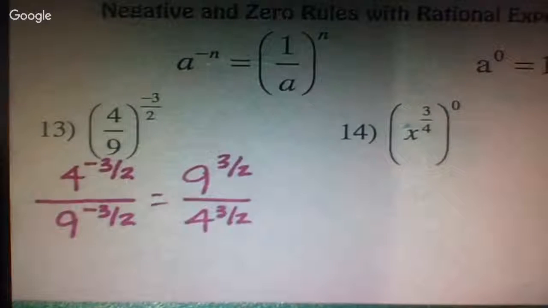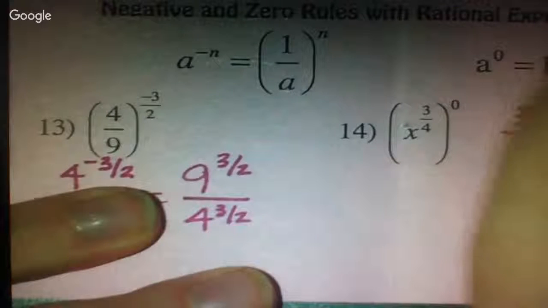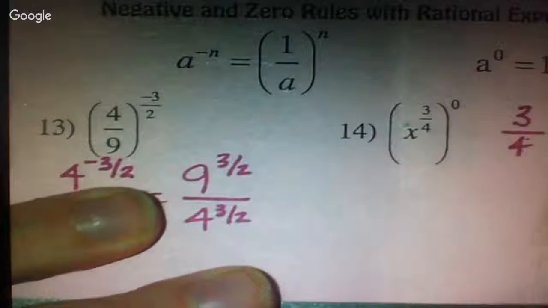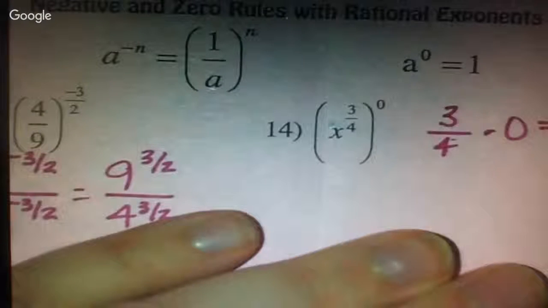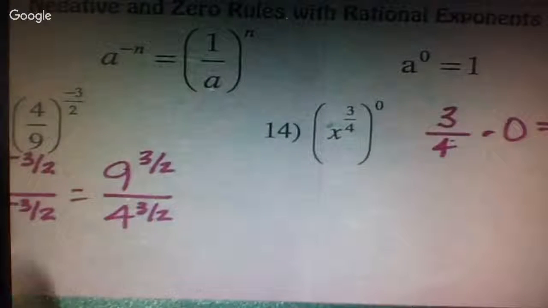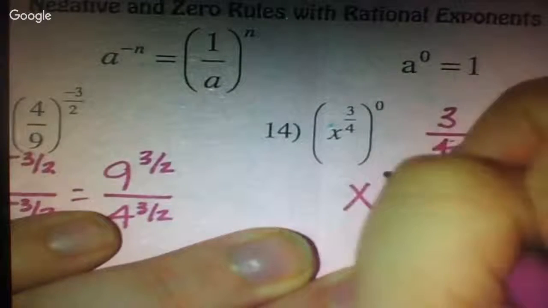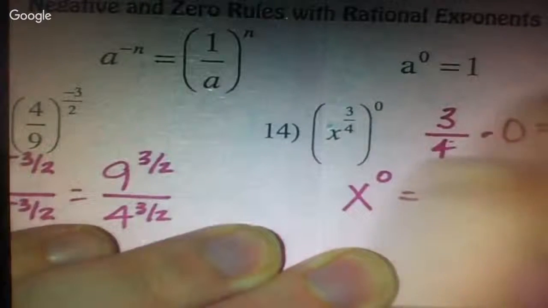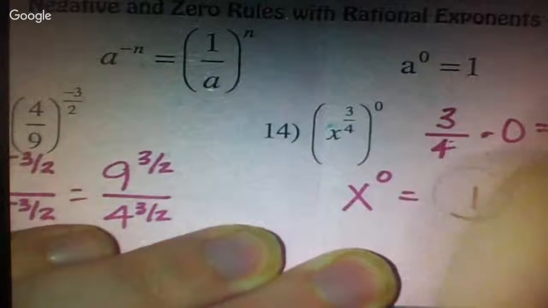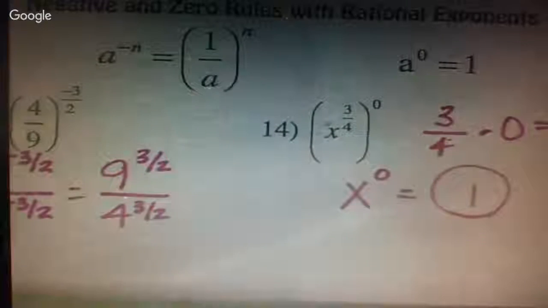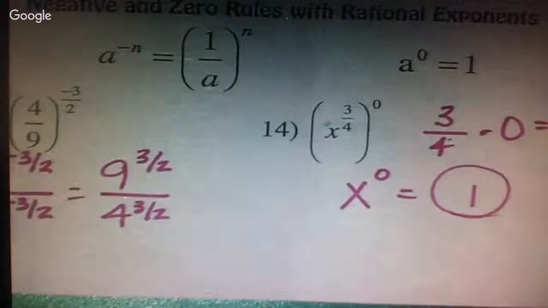Okay. So if I look at 14, the power rule tells me that I should do 3/4 times 0. If you look right above it, Bobo. Okay. So anytime I take anything and raise it to the 0, no matter what it is, your answer is 1. 25 raised to the 0 is 1. X times Y times Z, all raised to the 0, is 1.